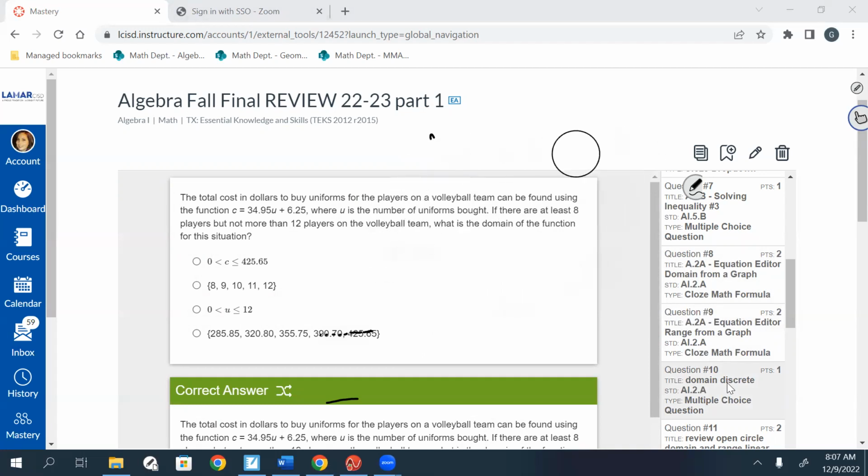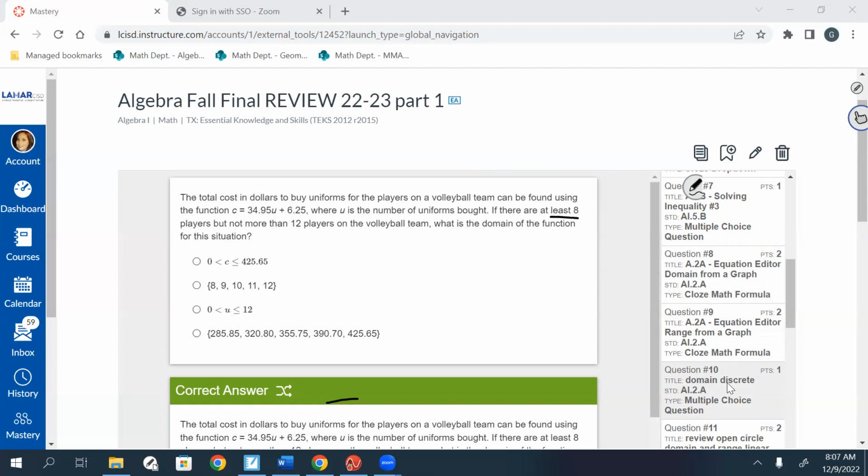All right, this one here, they're asking you to see what is the domain of the function for this situation, and we are buying uniforms for a team. So every person has to have a uniform. So the number of uniforms is our input. The cost would be the output. So domain is input. So we need to look and see.